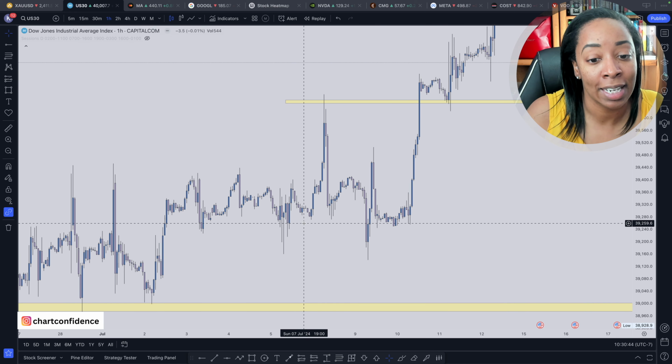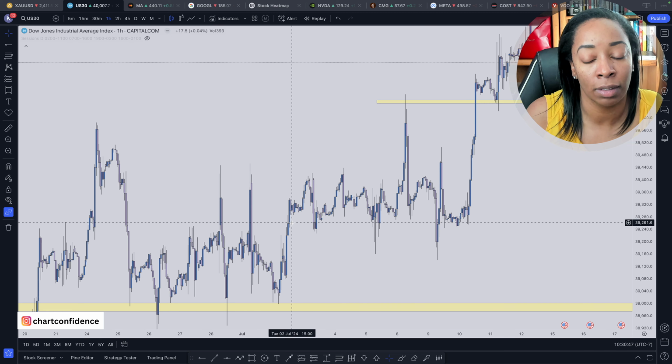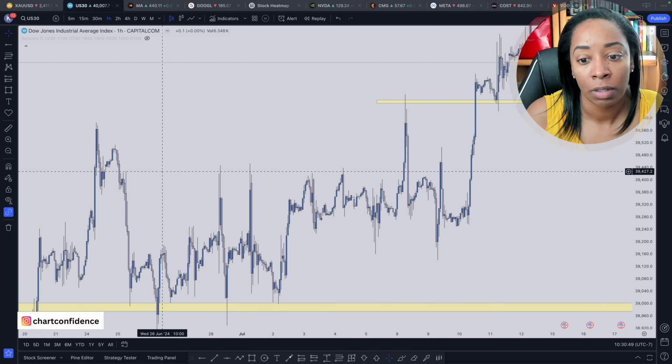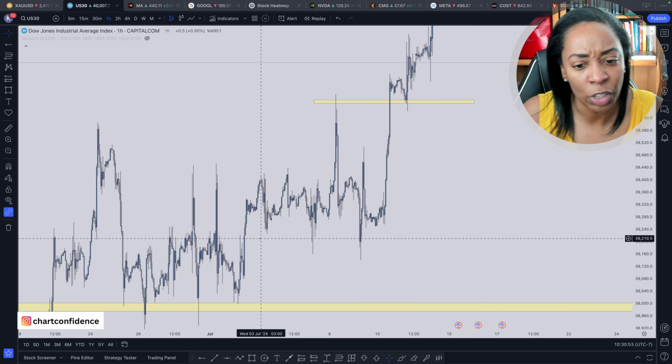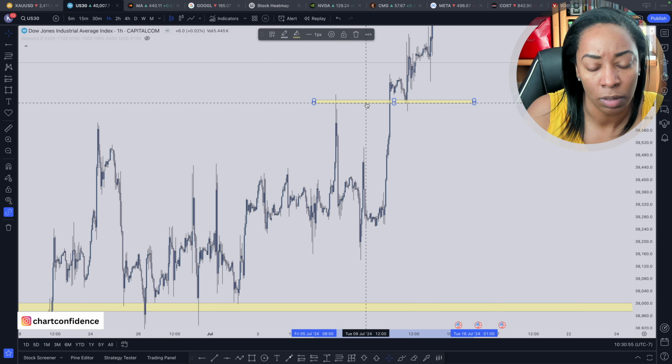And then also same kind of situation here. We do see a lot of choppiness here. So let me zoom in a little bit more and figure out where I want to place these levels.